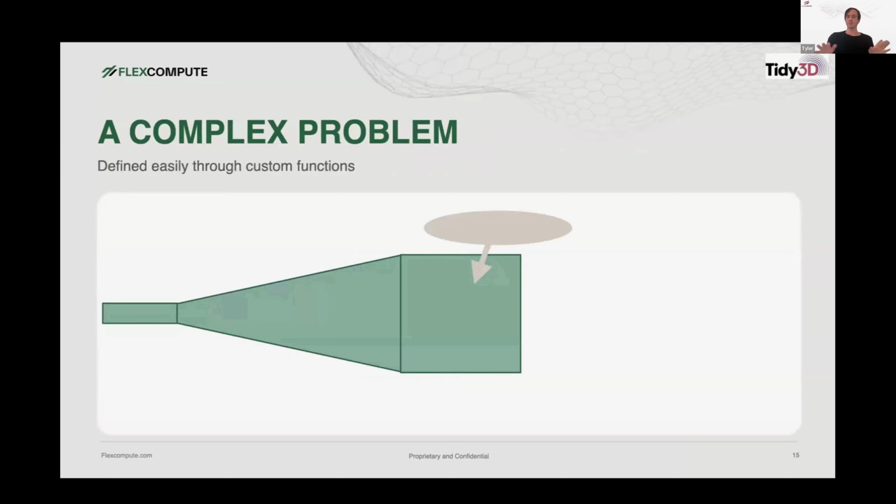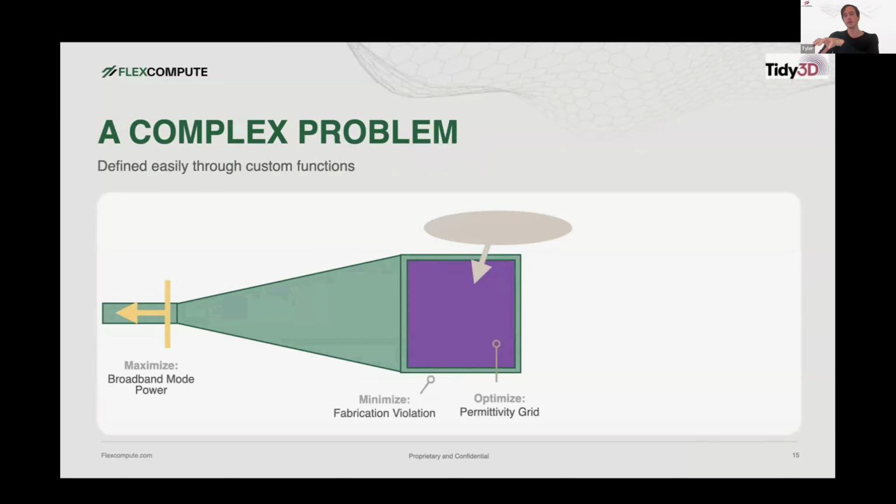So let's just take a complex problem, just to show off what you can do with this interface. So let's say we're doing a gradient coupler optimization. We can specify, in this case, maybe a broadband mode power. So we're going to sum the power over a frequency spectrum. We're going to insert a permittivity grid here that we're going to optimize with topology optimization. We'll add a custom fabrication violation constraint that we're just implementing and maybe testing out.